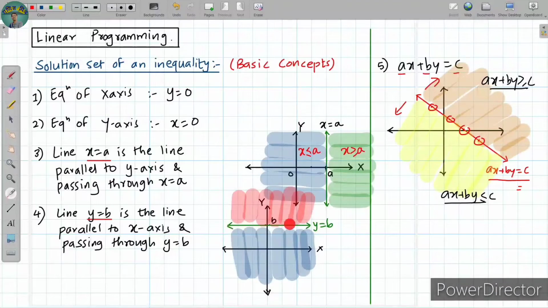Same thing happens for this line y equals b. All the points represent the value b for the y coordinate. But when you go upward, any point on this side, this red region, the values are y greater than or equal to b, because obviously on this upward side the values of y go on increasing and are always greater than b. This downward side of b, shaded by this blue color, represents the values of y less than or equal to b.